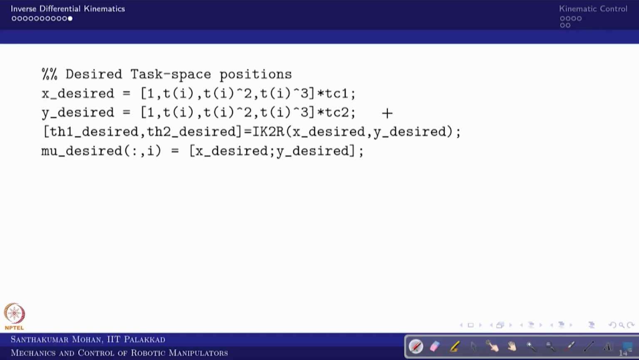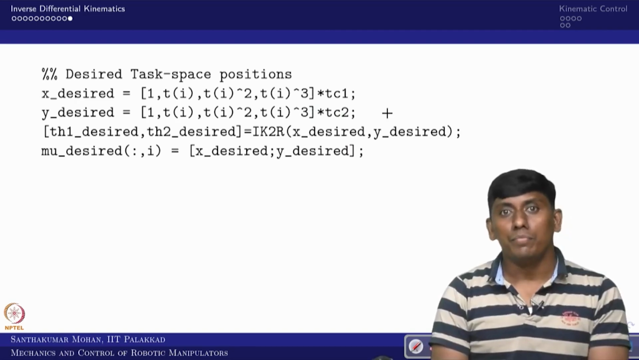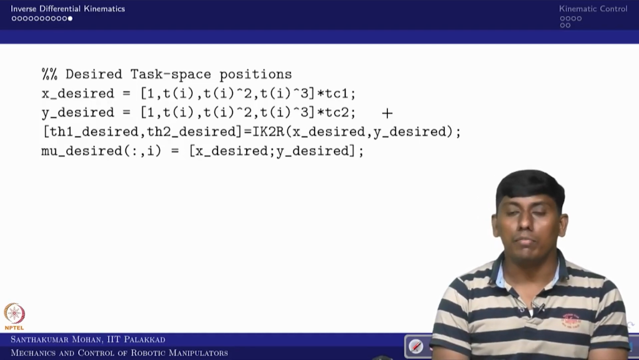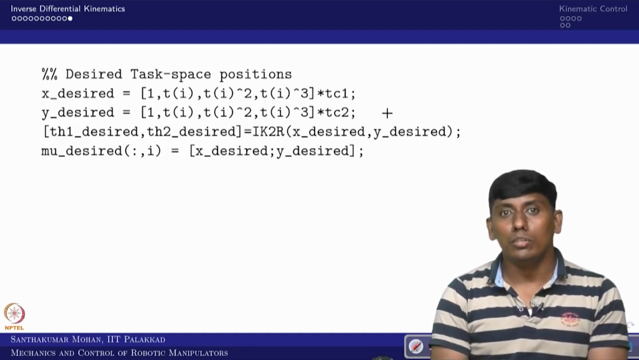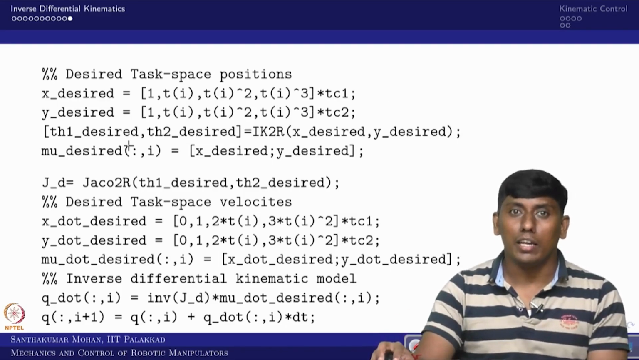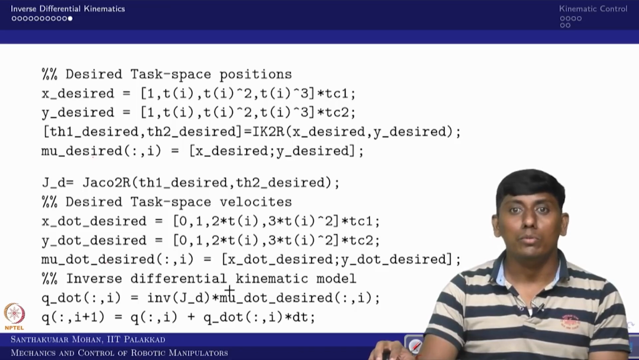So the theta 1 desired and theta 2 desired become x desired and y desired, right. So now, if you want theta 1 desired and theta 2 desired, then you can use inverse kinematics. That is what we have done, and here mu desired and mu desired dot would be found. You can see mu desired and mu desired dot we have obtained. So then q dot is the inverse of the Jacobian multiplied with mu dot desired. So this is what we have obtained, right.